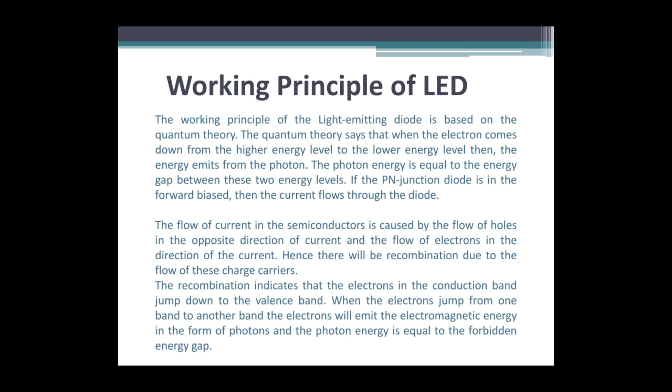The recombination indicates that the electrons in the conduction band jump down to the valence band. When the electrons jump from one band to another band, the electron will emit electromagnetic energy in the form of photons, and the photon energy is equal to the forbidden energy gap.